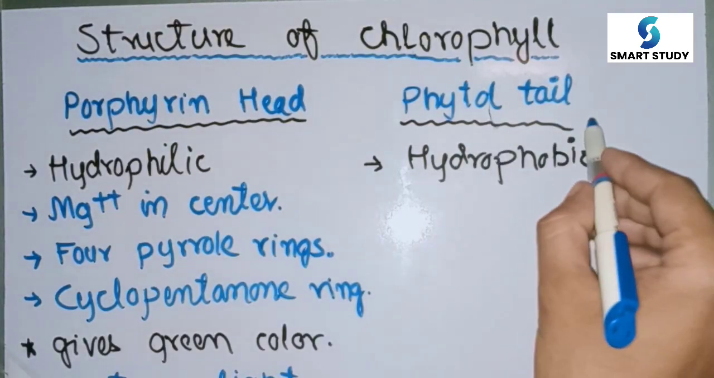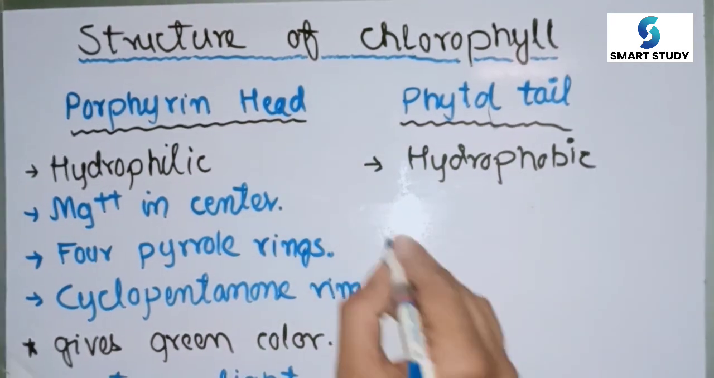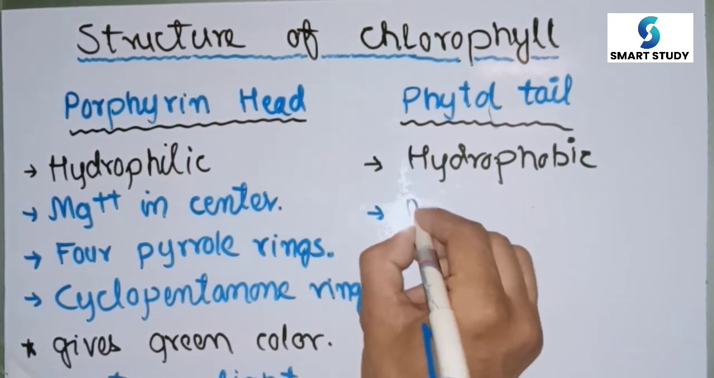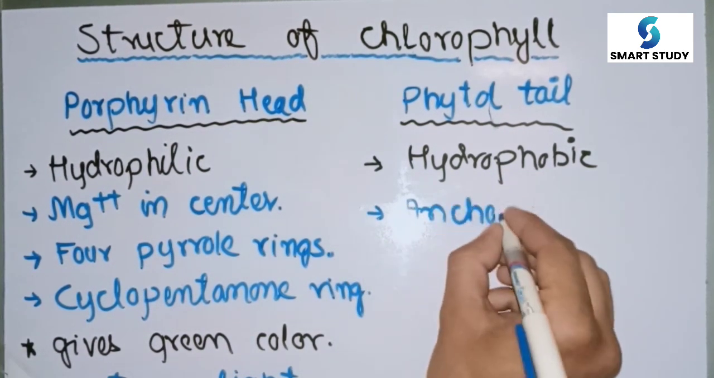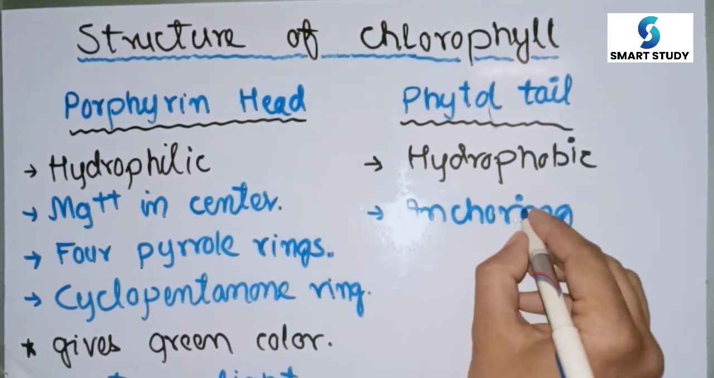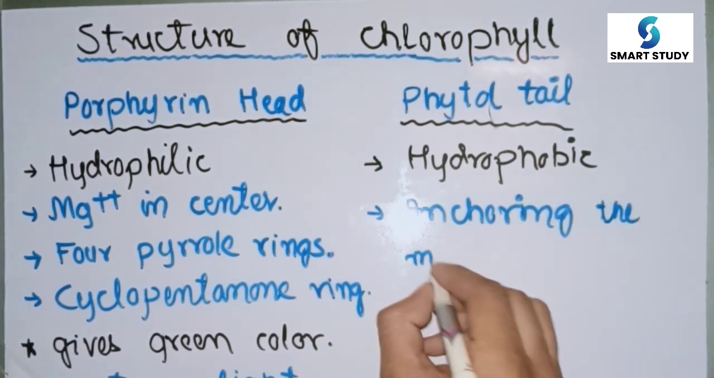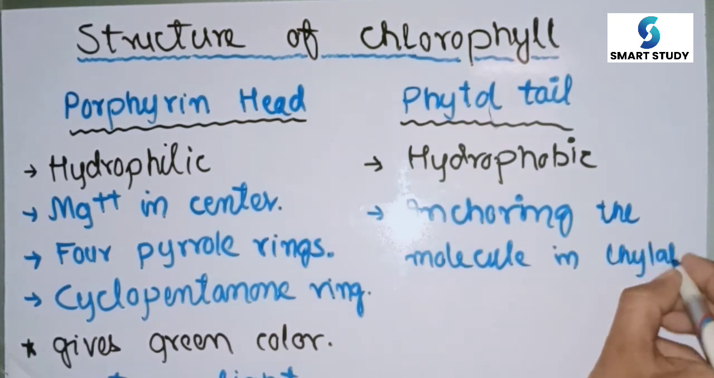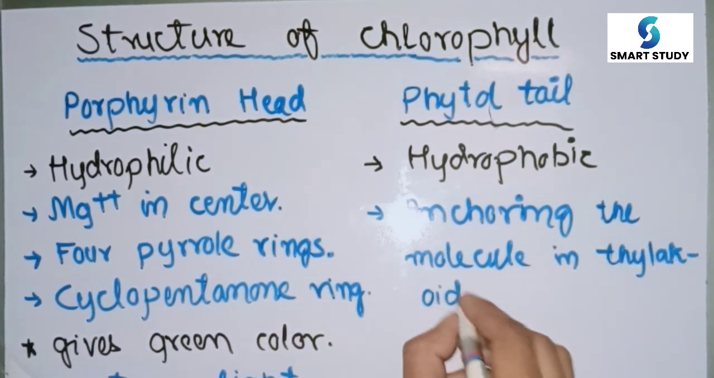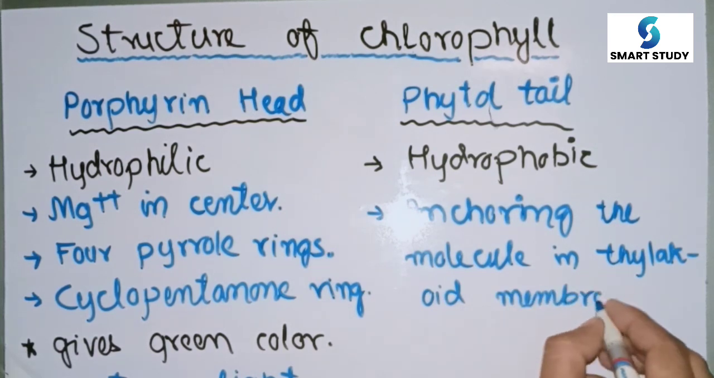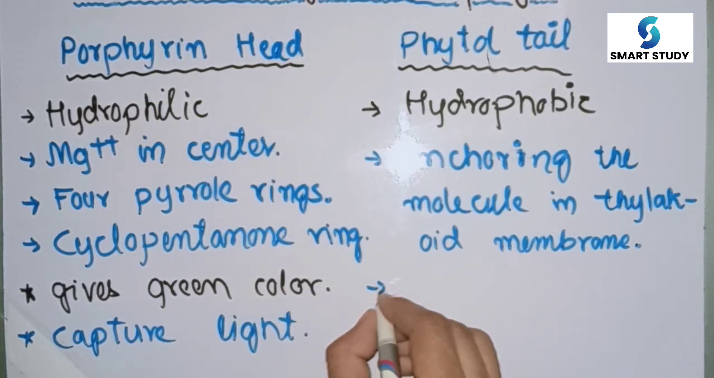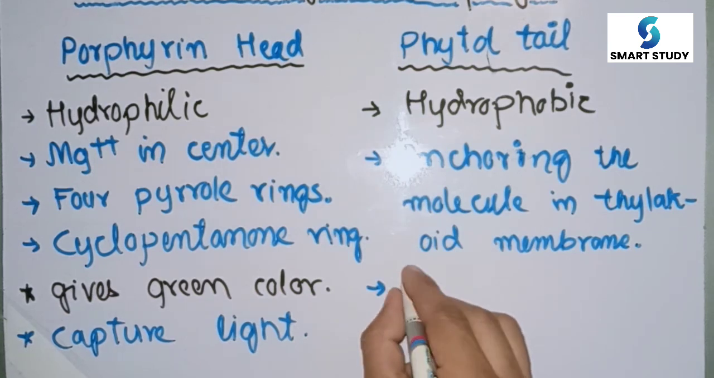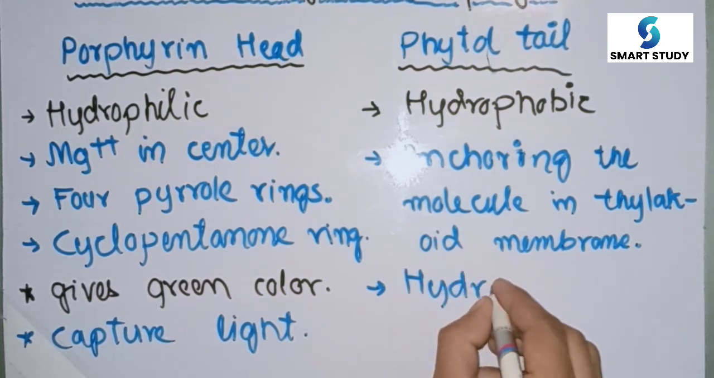Now we come to the phytol tail, which is hydrophobic. The phytol tail helps in anchoring the molecule in the thylakoid membrane. Chemically, the phytol tail is a hydrocarbon tail containing 20 carbons.